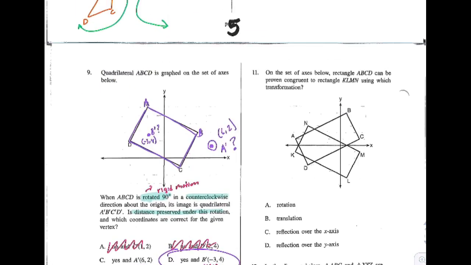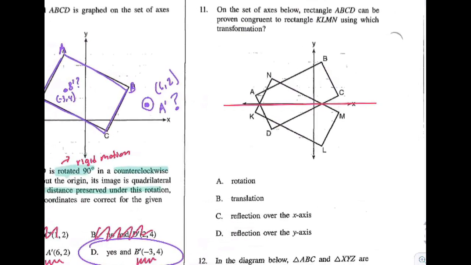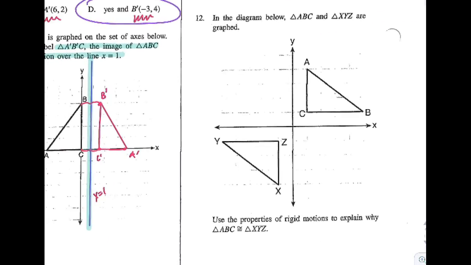Number 11. We have rectangle ABCD and KLMN. Which rigid motion can be used to prove that one of those rectangles is mapped onto the other one perfectly, meaning it's congruent? It is a reflection over the x-axis. In other words, what's the line of symmetry? Reflection over the x-axis.